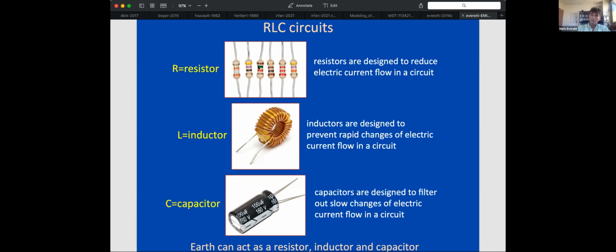Here are some resistors. We know that resistors are designed to reduce the electric current flow in a circuit. We also know that inductors are designed to prevent rapid changes of electric current flow in a circuit. And capacitors are designed to filter out or remove slow changes of electric current flow in a circuit. And the earth, as it happens, can behave as a resistor, with the ERT method, and as an inductor, EM induction. For the capacitor, we need to start thinking about GPR.